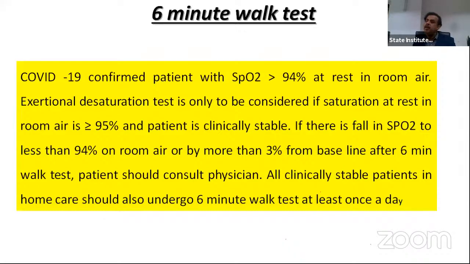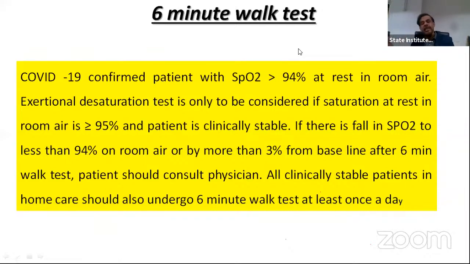Another test that you should advise for home isolated patients is the 6 minute walk test. You should tell the patient to measure oxygen saturation before undergoing the 6 minute walk test. But the saturation level must be above 94%. Then only should you advise the patient to undergo this testing. If the saturation is already less than 94, please don't advise the 6 minute walk test.